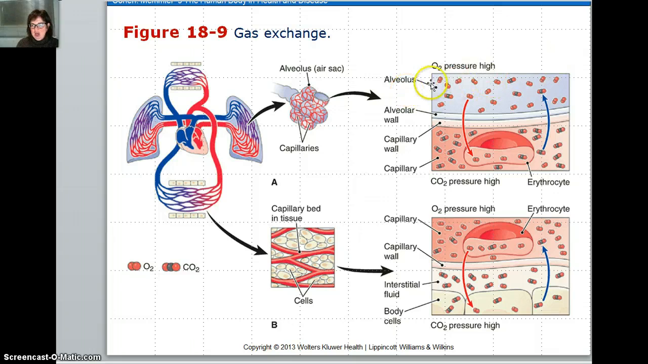Because there is a larger pressure of oxygen in the lungs or the alveoli, it will be pushed in by partial pressure or diffused into the red blood cell and carried on the hemoglobin of the red blood cell. We will get more into how that is carried when we talk about blood, but most of the oxygen in your body is carried on the hemoglobin of the red blood cell. Then carbon dioxide will leave.